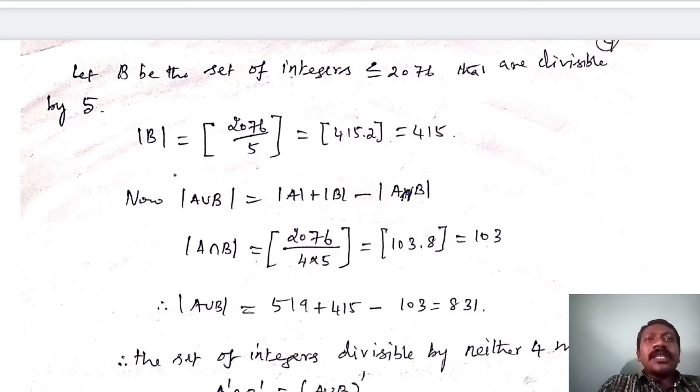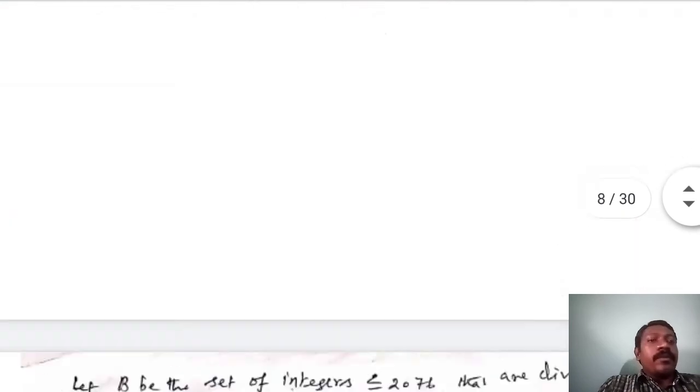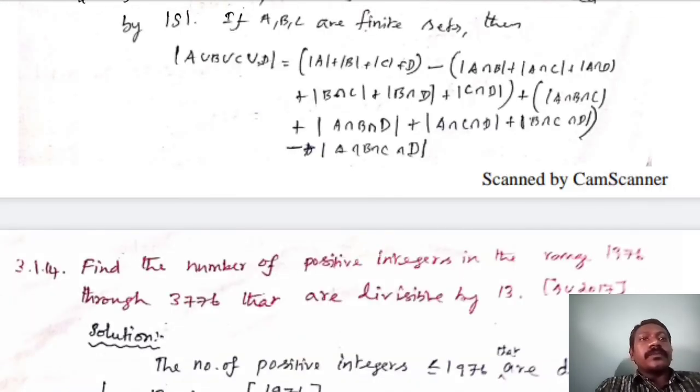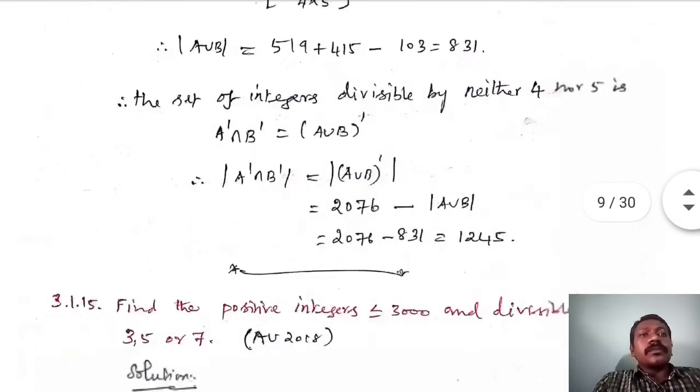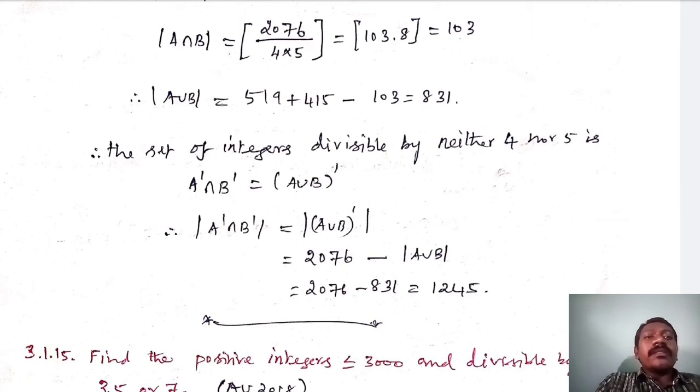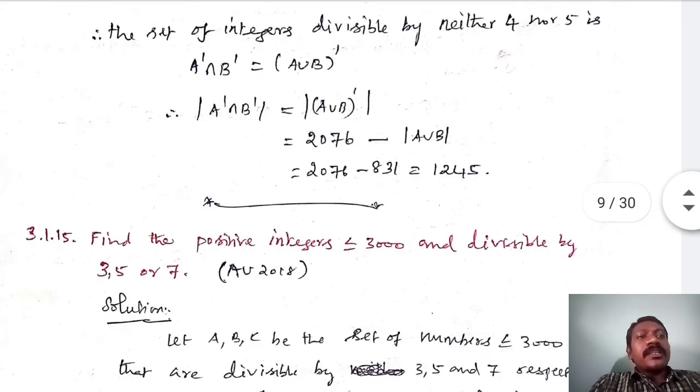But the question is which are not divisible by either 4 or 5. So neither 4 nor 5. So we have to take the complement. So we know the complement: the total number is 2076. When you subtract cardinality of A union B, we will get the required answer, 1245. So it is another type of problem.